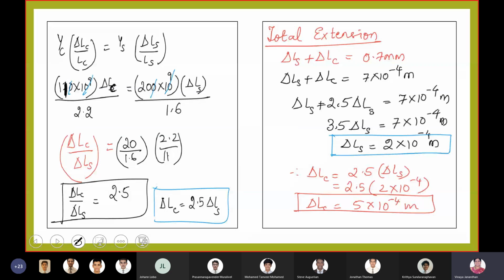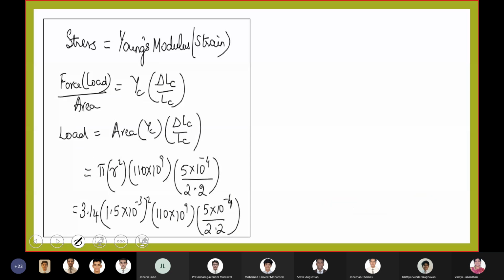Shall I go for the next one, boys? So what you have to find is the load. Load means the force. Can someone take the screenshot and put it in the chat box so that I'll move to the next slide? Have you completed, boys? Because it's taking so much time. Now the question is, you have to find the load, which means the force.